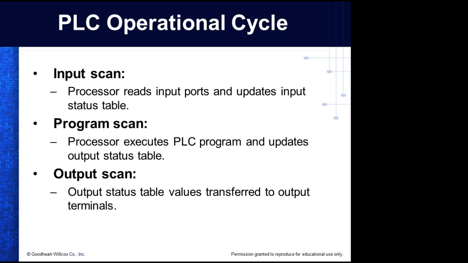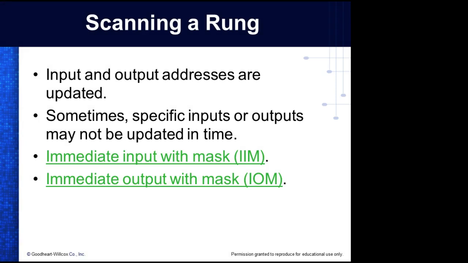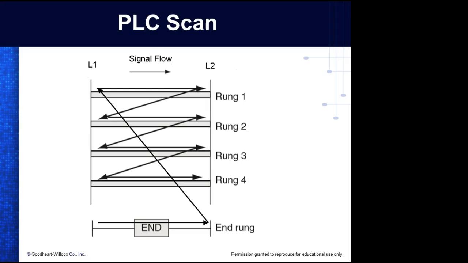So the processor input scans: the processor reads input ports and updates its input status table. The program executes the logic inside of the program. Then it outputs to the output data table, and then it outputs to the actual outputs. Input and output addresses are updated. Sometimes specified inputs and outputs may be updated in time. We're not going to talk about this. This is the mask, the interrupts, and we don't need to. This is basically a scan.